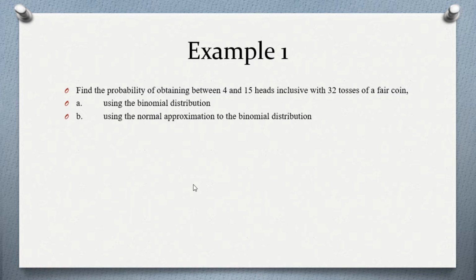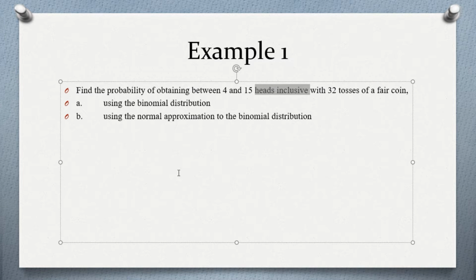So let's look at this example now. Find the probability of obtaining between 4 and 15 hits. If they use the word inclusive, inclusive tells you to include, exclusive without. We had something like that when we did binomial. With 32 tosses of a fair coin. So 32 tosses, you know your n is supposed to be 32.